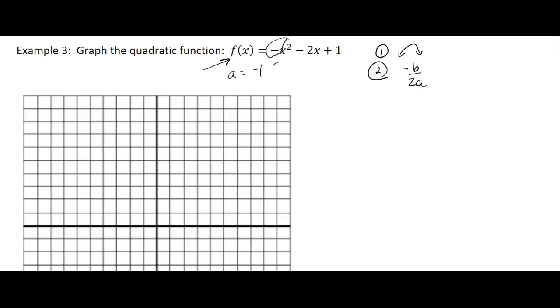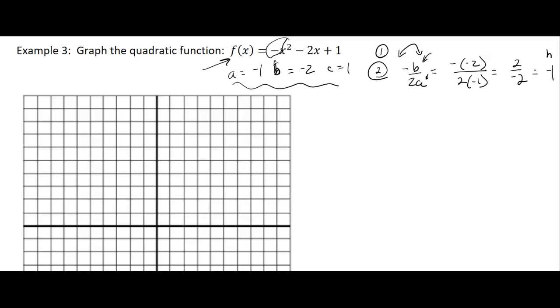So remember, a is -1, b in this case is -2. And if we need c, c is 1. Okay. So I get the opposite of -2 over 2 times -1. Just plugging in the b and the a that we got from over here. Okay, so hopefully that makes sense. And then we have 2 over -2, which is -1. So h is -1. That's h.